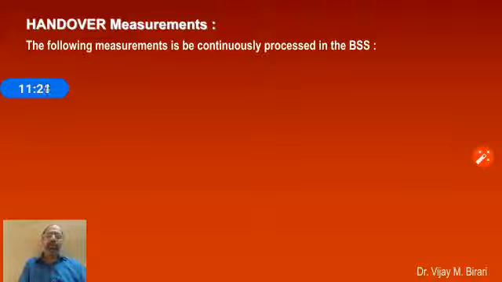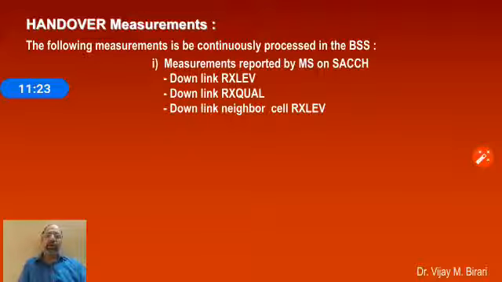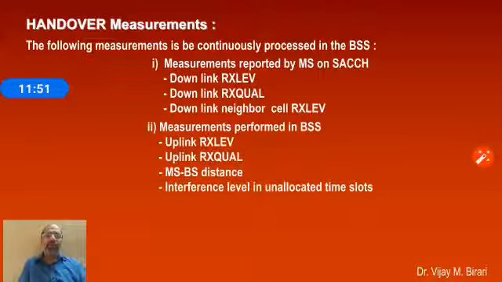What are the measurements at MS level? The following measurements are continuously measured or processed at the BSS. Measurements reported by the MS on synchronous associated control channels: the quality of the received signal level, and similarly the downlink neighbor cell received signal level. So all three signal levels are reported to the BSS.